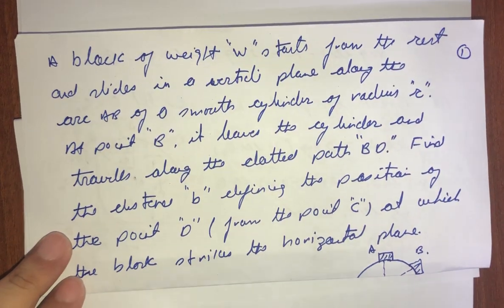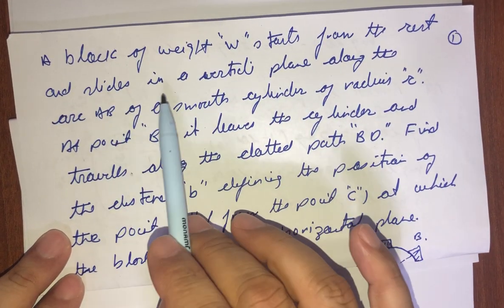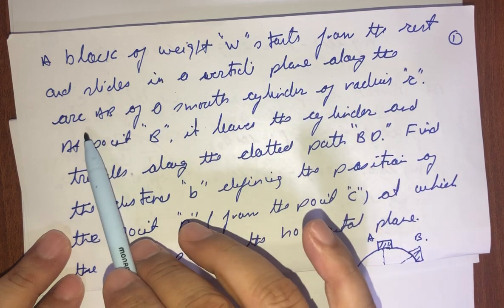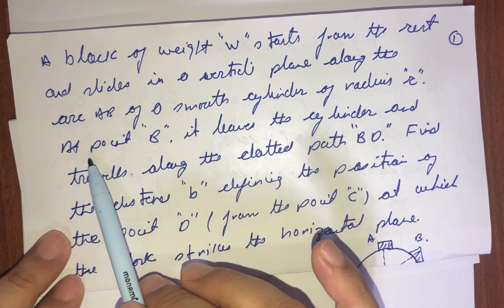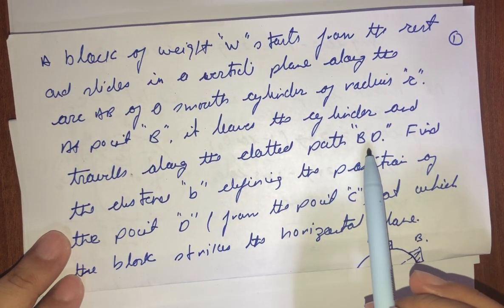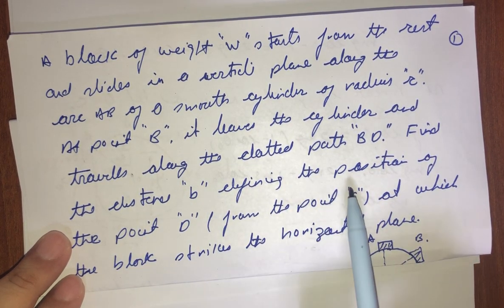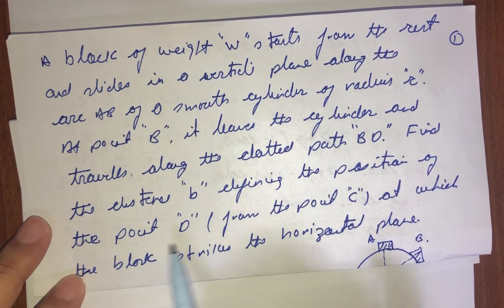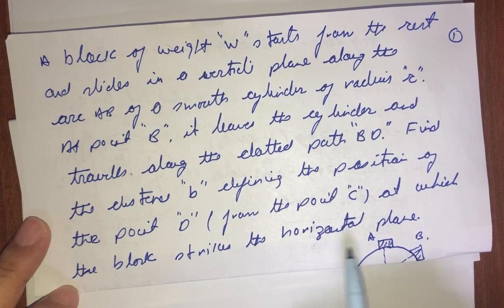This is a very interesting question. A block of weight W starts from rest and slides in a vertical plane along an arc AB on a smooth cylinder of radius r. At point B, it leaves the cylinder and travels along the dotted path BD. Find the distance small b, defining the position of the point D from the point C at which the block strikes the horizontal plane. So first of all, we are going to draw the figure.